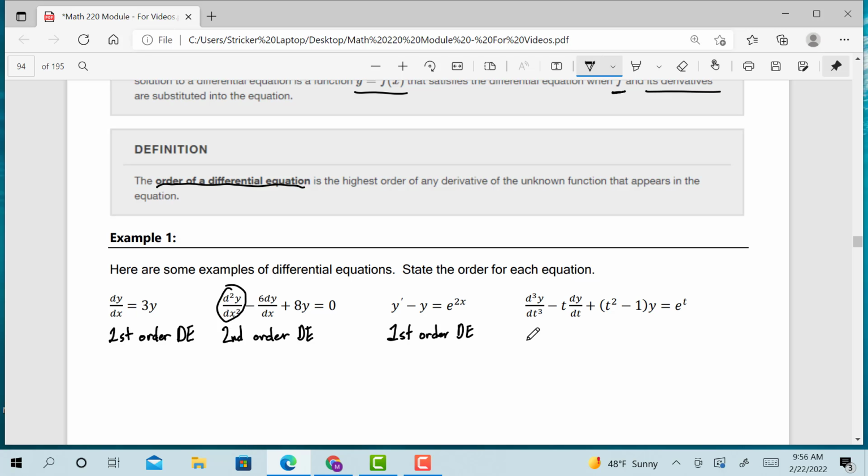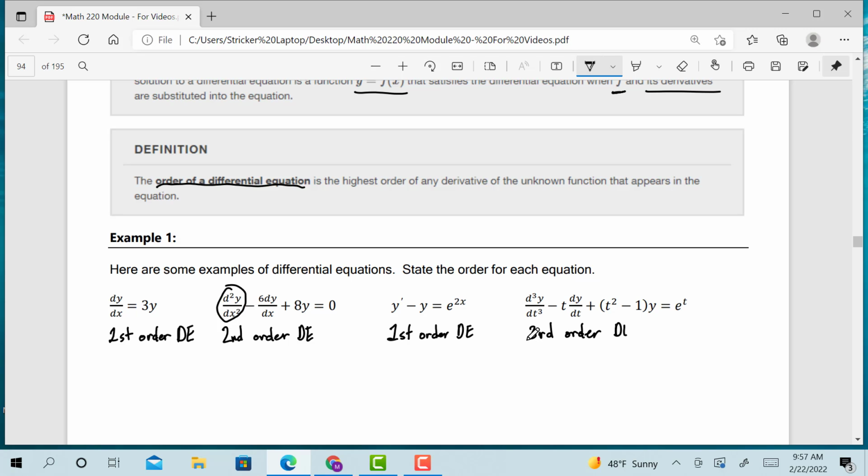And so what do you think about the last one? We have the third derivative, minus t times dy dt, minus t squared minus 1 times y equals e to the t. Notice there's no second derivative, but there is a third derivative, so this is going to be a third order differential equation. Third order DE.